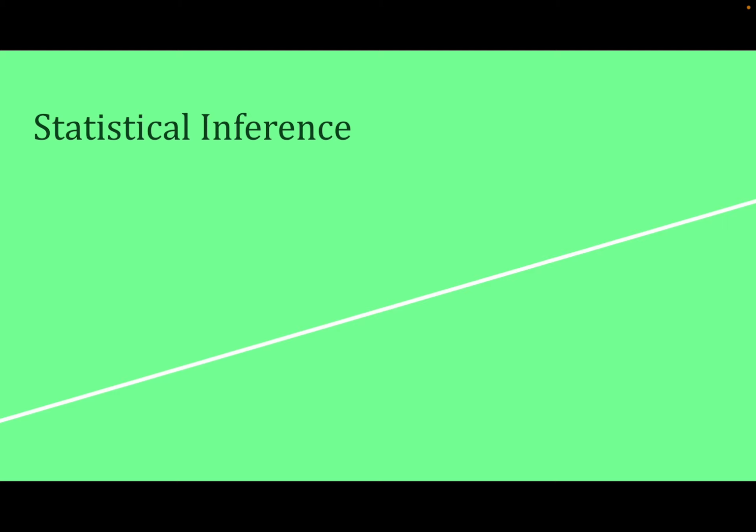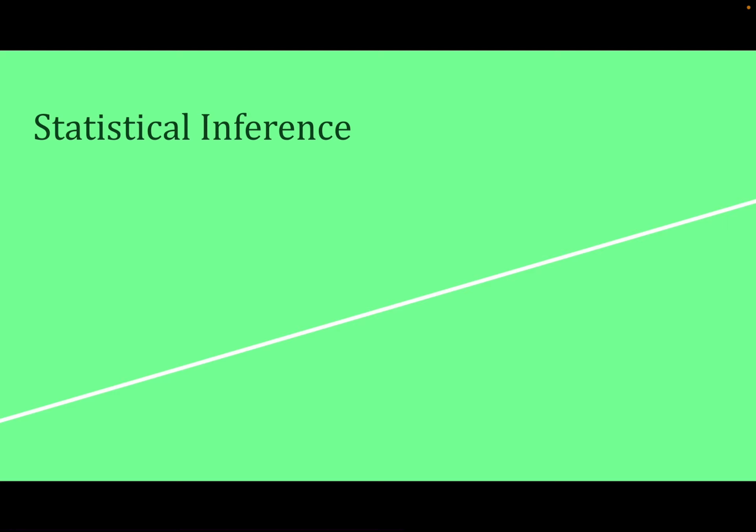This week we're focused on our first chunk of statistical inference. So this is the first time we're going to be talking about making connections between sample data and the population from which that sample was pooled.